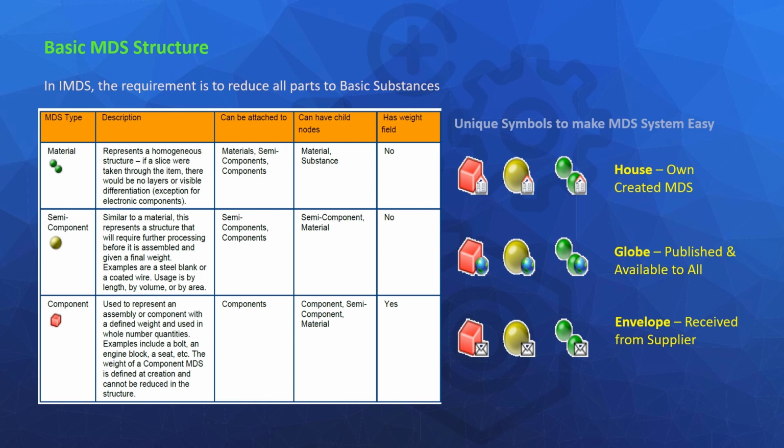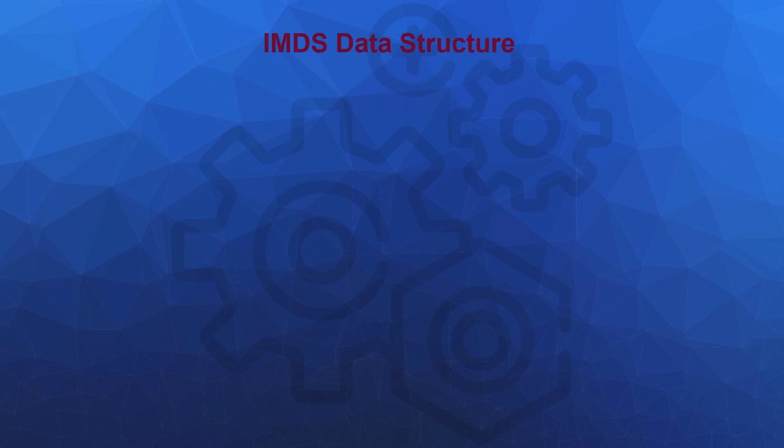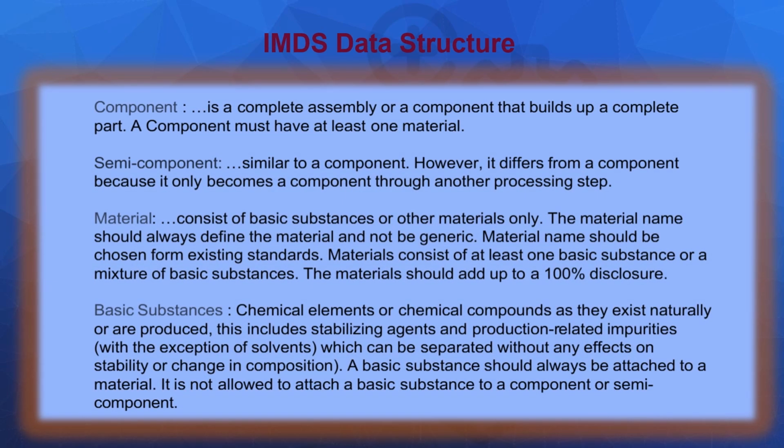It's important to understand the basic MDS structure. In IMDS, the system requirement or goal is to reduce all parts to basic substances. Unique symbols of MDS and basic stipulations are explained on the screen. Please take note. The IMDS data structure consists of component, semi-component, materials and basic substances. A component is a complete assembly and it must have at least one material. A semi-component is the same as a component but it becomes a component after another processing. Materials consist of basic substances or other materials. Basic substances are chemical elements or compounds. A basic substance has to be attached to a material MDS and it is not permitted to attach it to a component or semi-component.